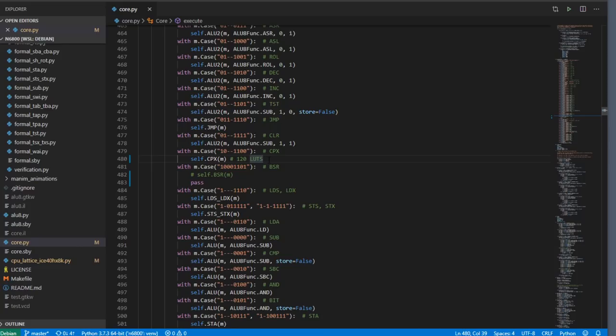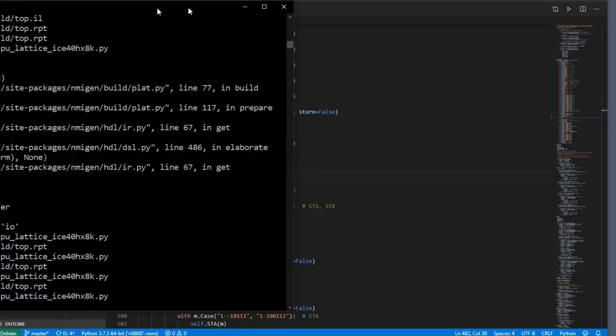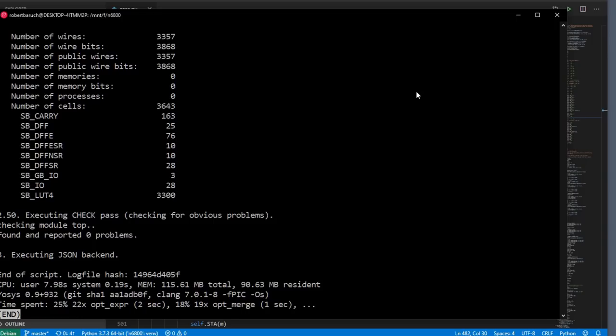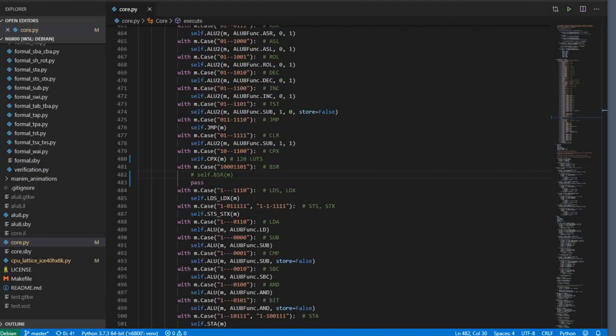So in other words, if I save 120 LUTs on BSR, that doesn't mean that if I eliminate both of them, I'm going to eliminate 240 LUTs. It just means that I'm going to eliminate a minimum of 120 LUTs and a maximum of 240 LUTs, somewhere in between. So let's take a look at the amount of logic, quote, saved. Okay, so we went down from 3537 to 3300. That's interesting. That's about 130 LUTs. So let's go ahead and write that down.